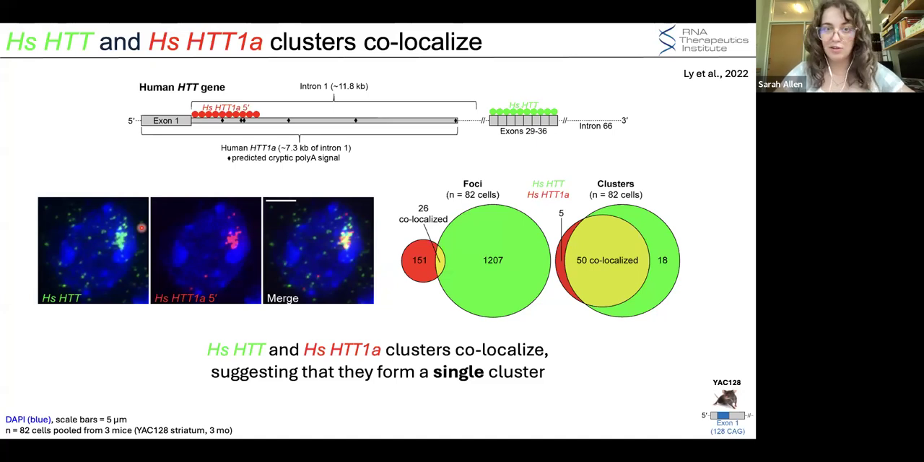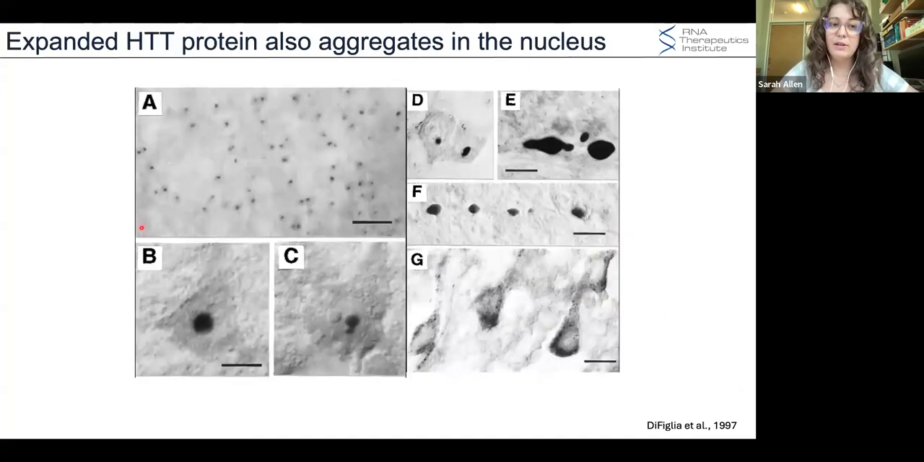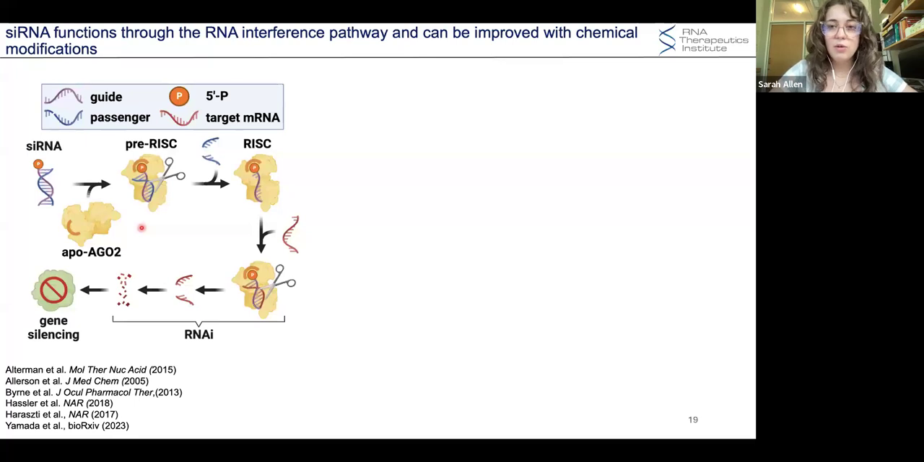One of the hypotheses in the field is that the HTT-1A fragments are working to seed the formation of these full-length clusters. Another feature of the disease is that we see these full-length expanded Huntingtin protein aggregates, which also form within the nucleus of cells. These have been fairly well characterized for quite some time now as a feature of Huntington's disease.